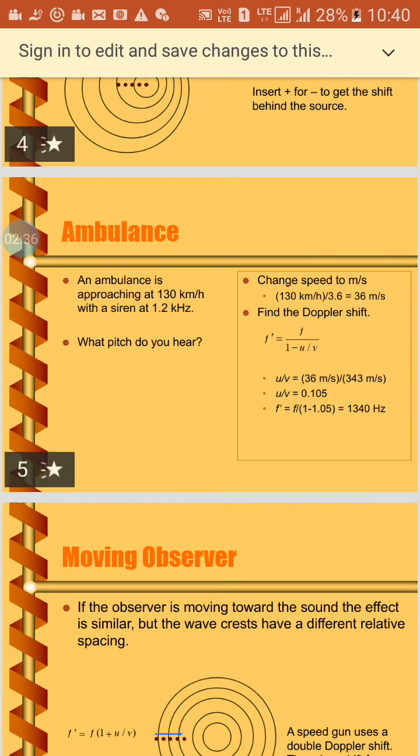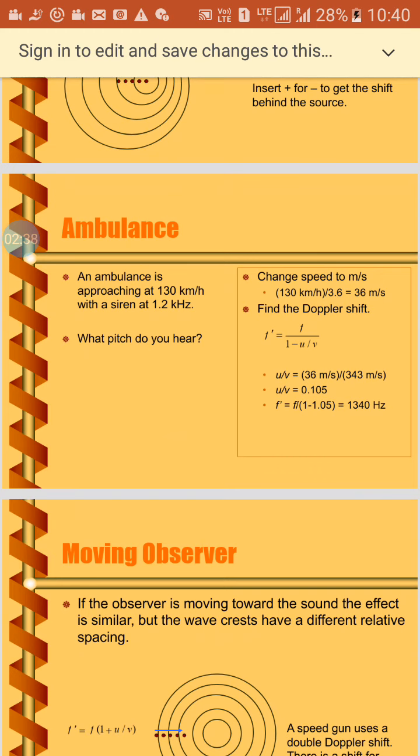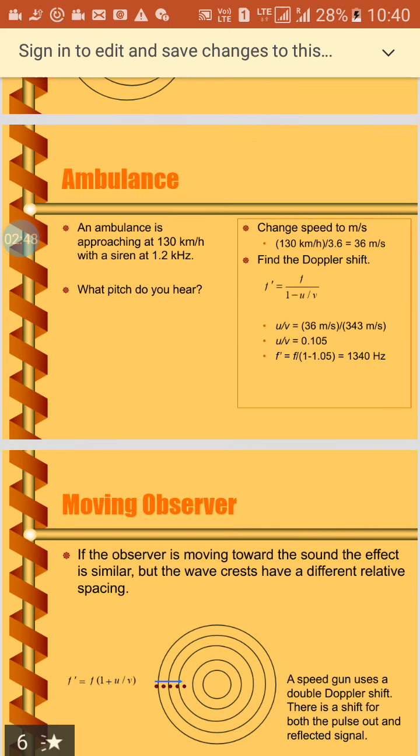Now, an ambulance. An ambulance is approaching at 130 km per hour with a siren of 1.2 kHz. What pitch do you hear? Change the speed to meters per second: 130 km per hour divided by 3.6 is equal to 36 meters per second.